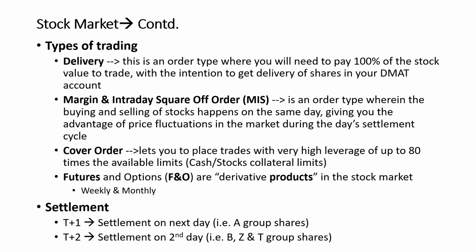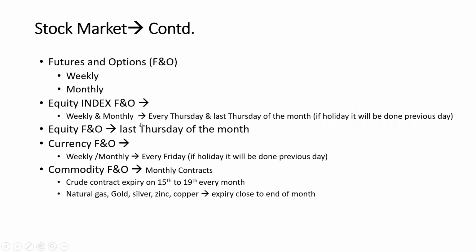Futures and options is a derivative stock market, which I'll be talking about in detail today. T+1 settlement is what happens with futures and options. There are two types of futures and options. There are weekly expiry options, and there are monthly futures and options.